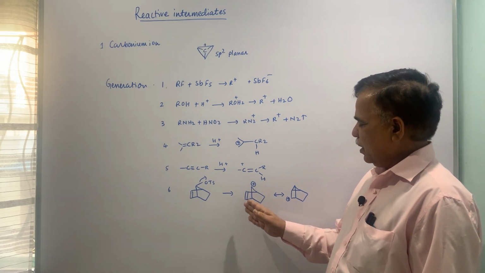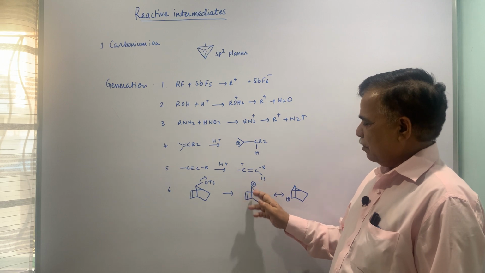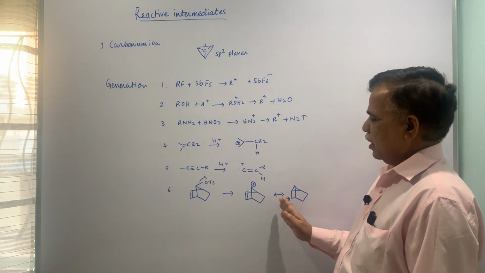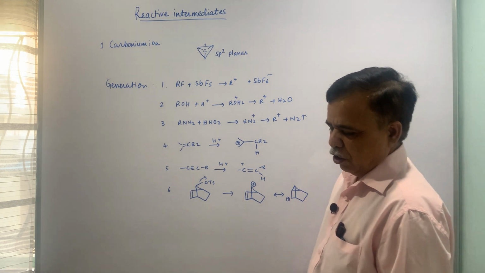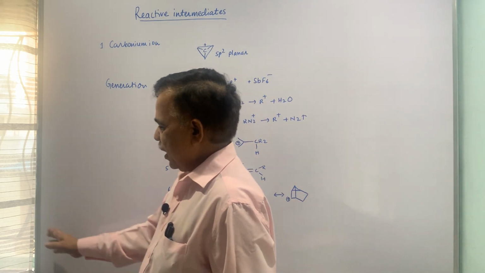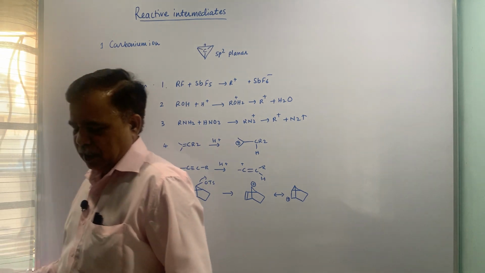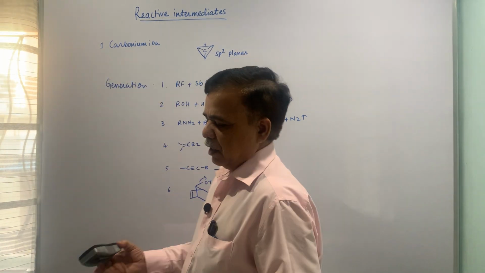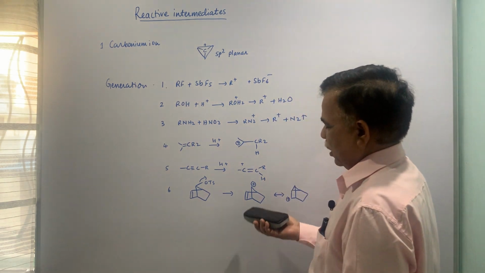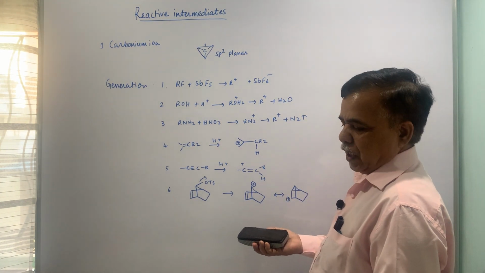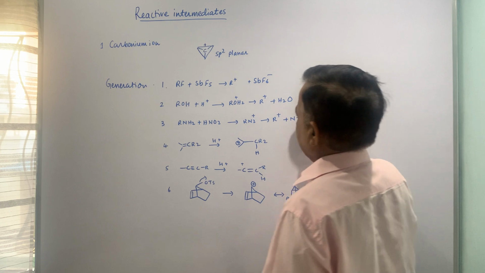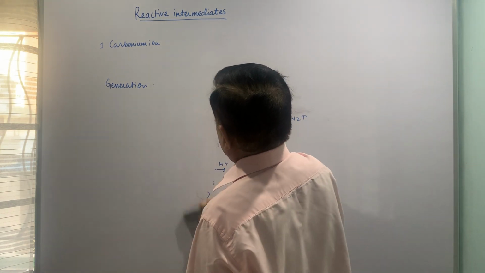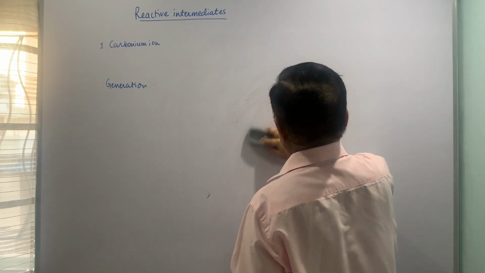Now this species can enjoy the stabilization by virtue of the double bond, and this is an example of non-classical carbonium ion wherein you can have the stabilization by virtue of sigma electrons. So that is non-classical carbonium ion. Now the stability part we will talk about, and then some reactions of these carbonium ions.